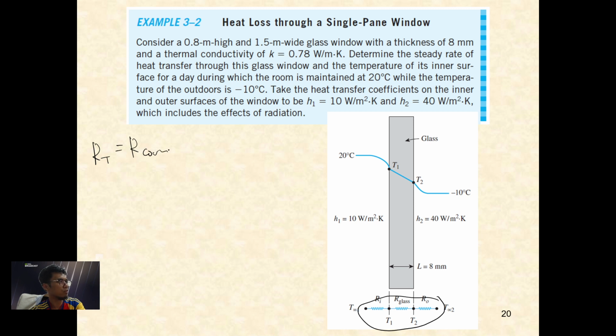For this situation, R convection plus R conduction plus R convection. The R convection applies here, the first one. Then the R conduction, the second one, happens in your glass. Then the third one is R convection, located outside or inside, depending on the situation.